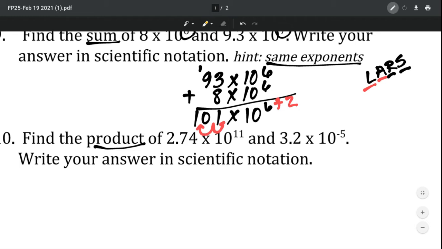So we have 2 and 74 hundredths times 10 to the 11th and 3 and 2 tenths times 10 to the negative 5th power. So the good news is all we have to do is multiply those first numbers, right? So give it a try on your piece of paper or whatever you're working on and see if you get the same thing I do.